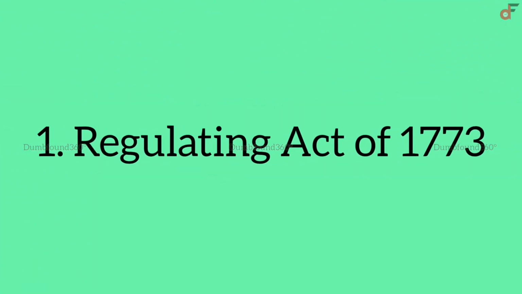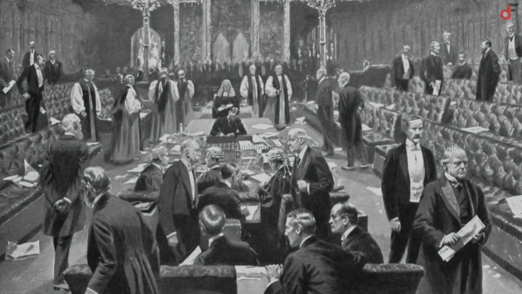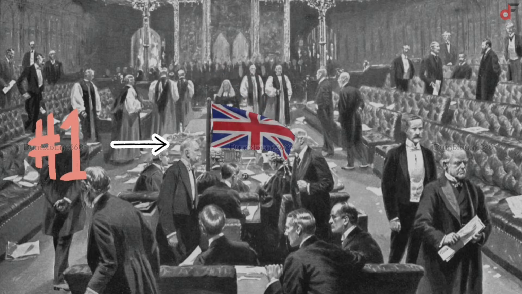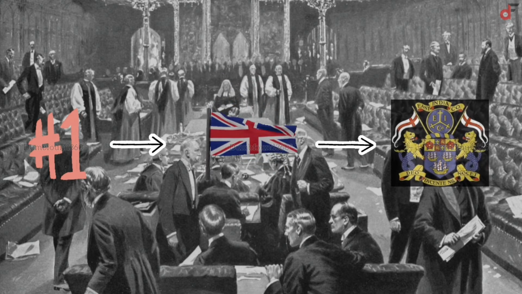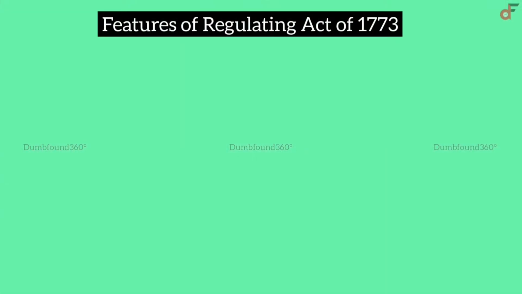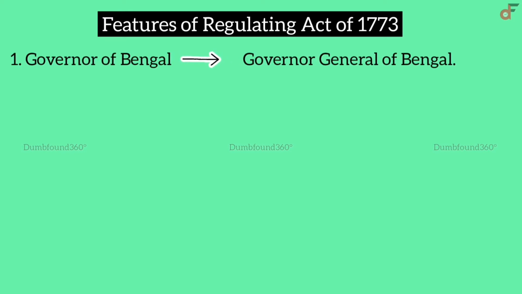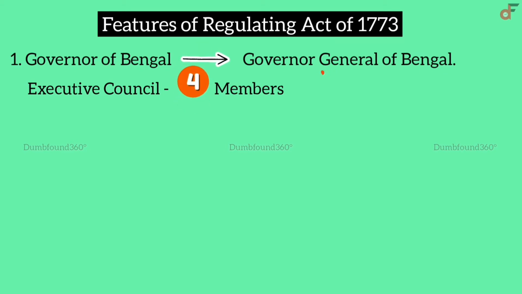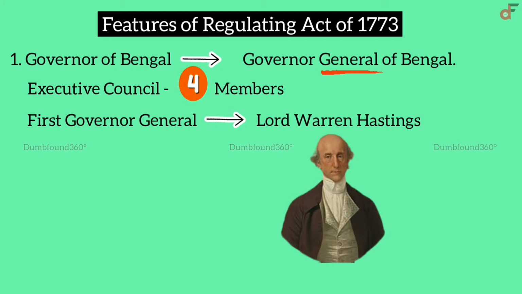Regulating Act of 1773. This act was of great constitutional importance as it was the first step taken by the British government to control and regulate the affairs of East India Company. The features of this act were: 1. It designated the Governor of Bengal as the Governor General of Bengal and created an executive council of 4 members to assist him. The first such Governor General was Lord Warren Hastings.